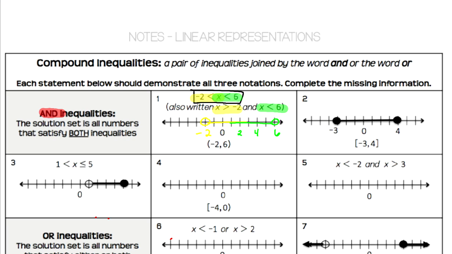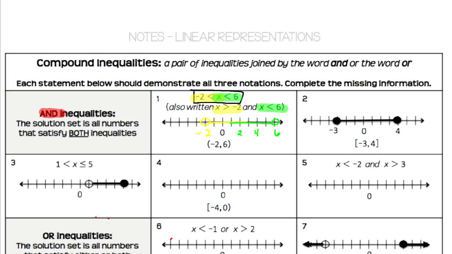So what that's showing us is that all the numbers between -2 and 6 are part of the solution set. So you can see that in the interval notation. The solution set goes from -2 to +6. That's one example of an and inequality.